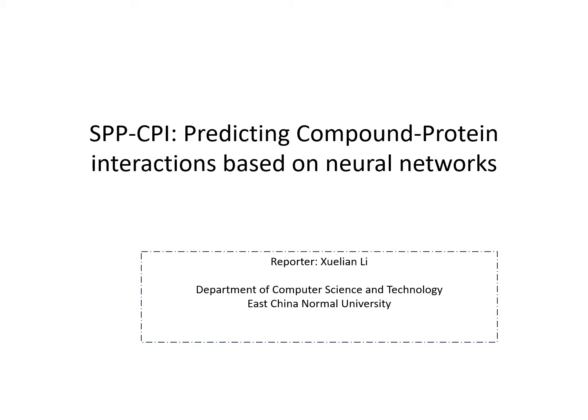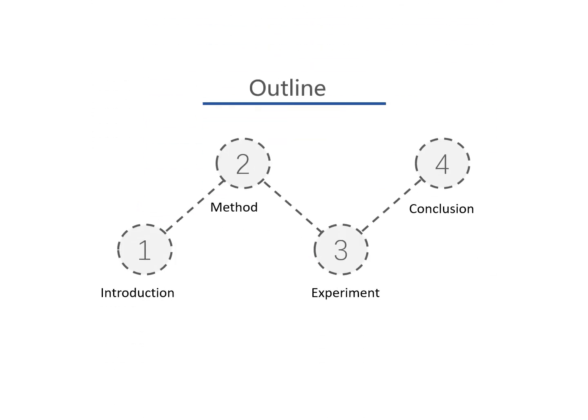I'm so glad to have the opportunity to introduce our paper SBP-CPI, which can predict compound-protein interactions based on neural networks. Here is the outline. I'll introduce our paper from these four parts.